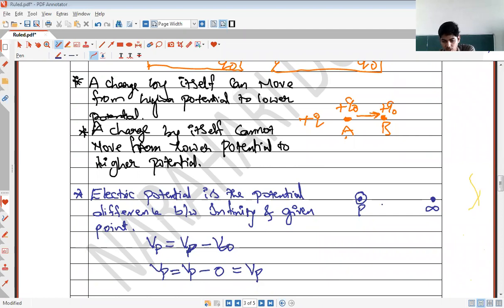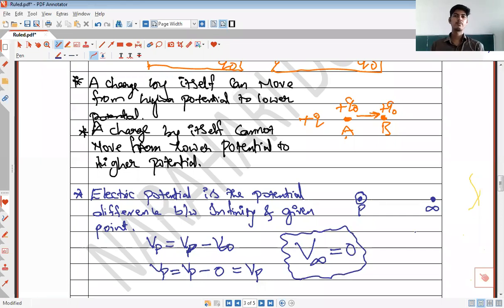So the higher potential point is point P and the lower potential point is infinity. Infinity is at potential 0, so it is higher potential V_P minus lower potential V_infinity. V_infinity value is 0. Remember that V_infinity is always 0. Potential at infinity is 0.